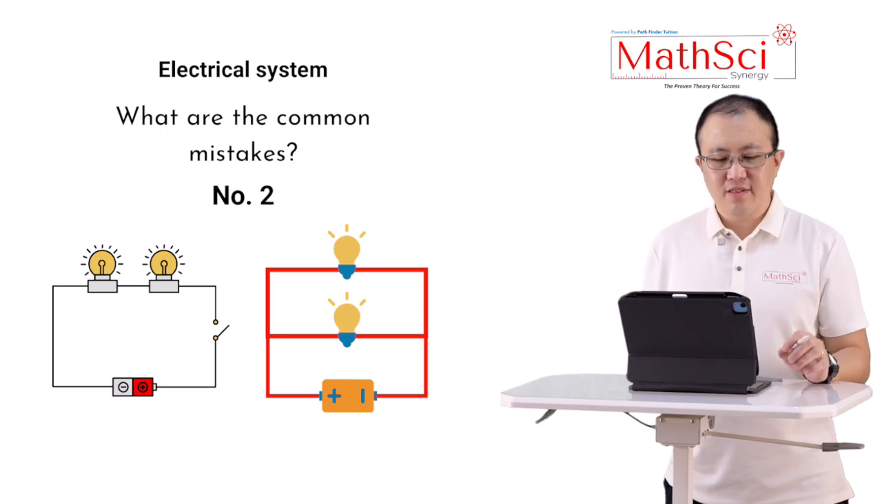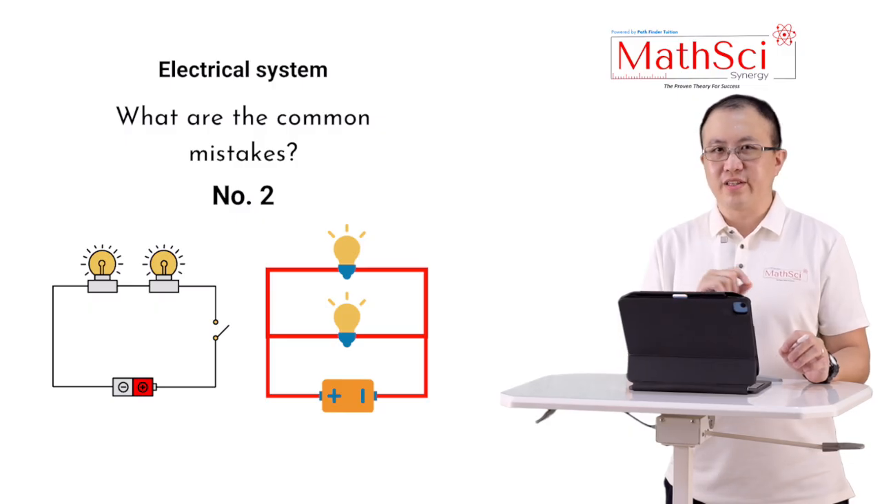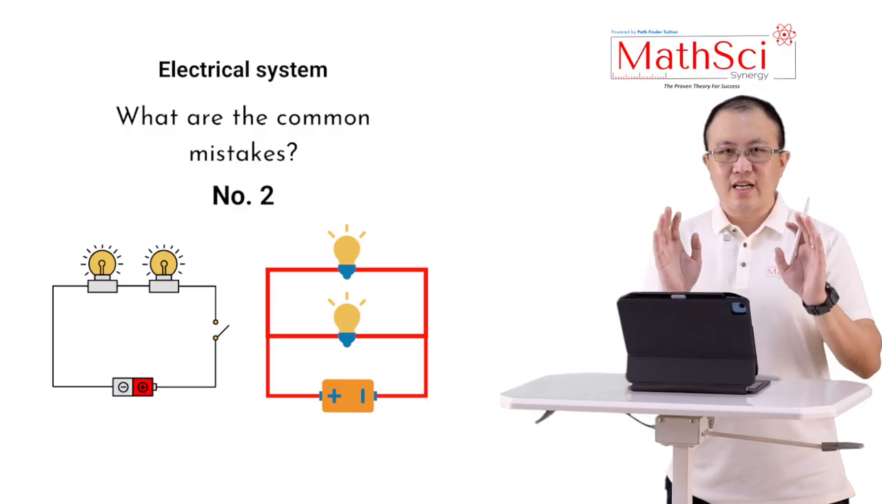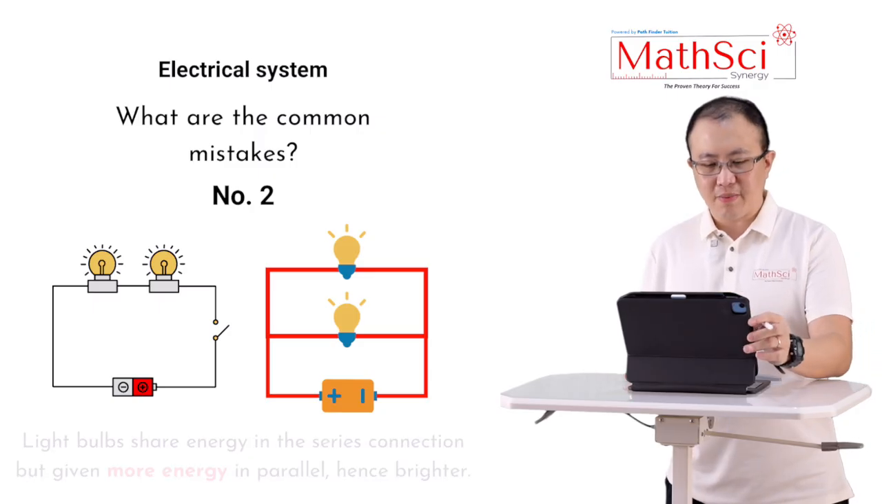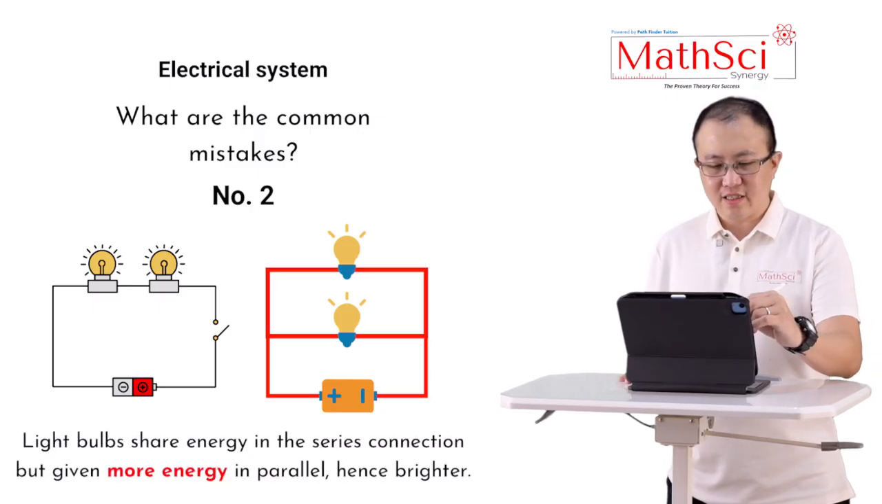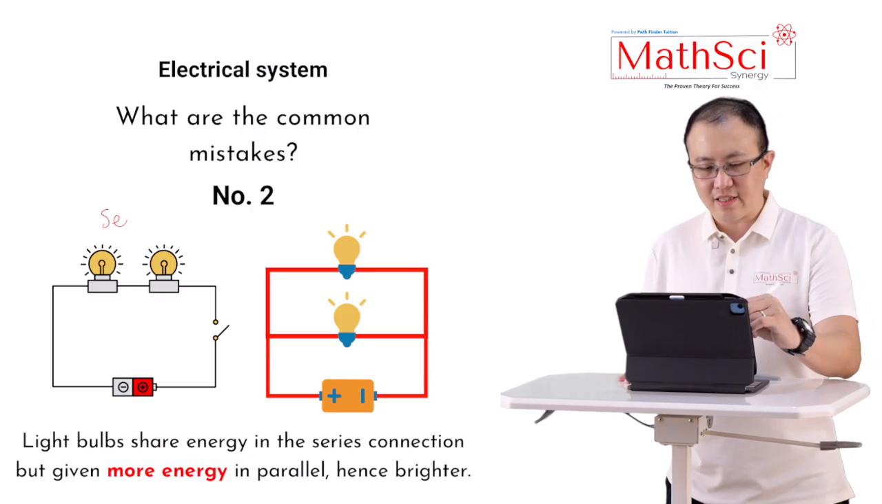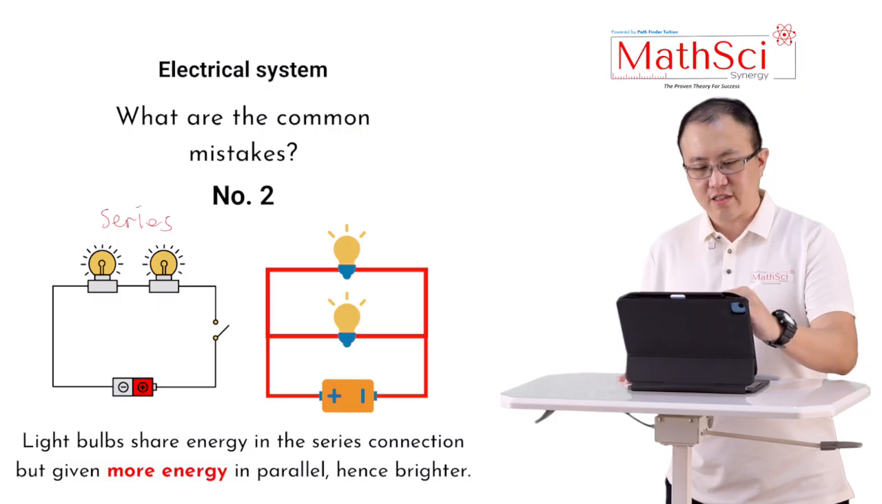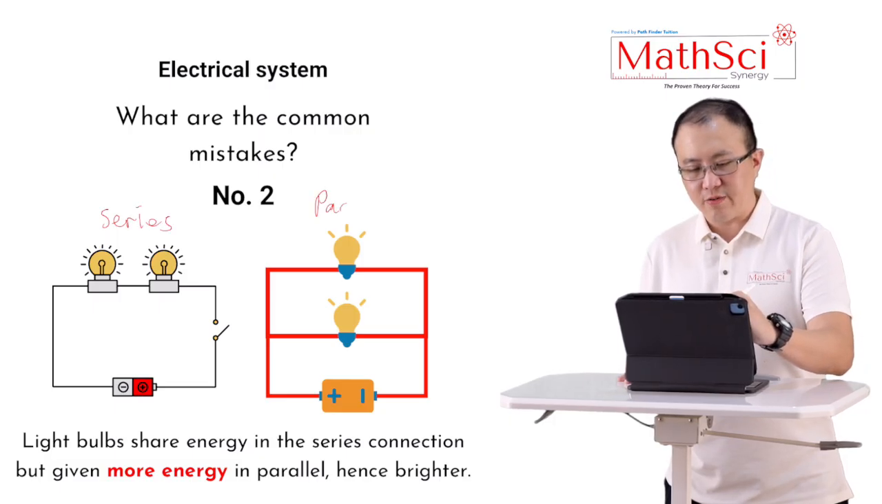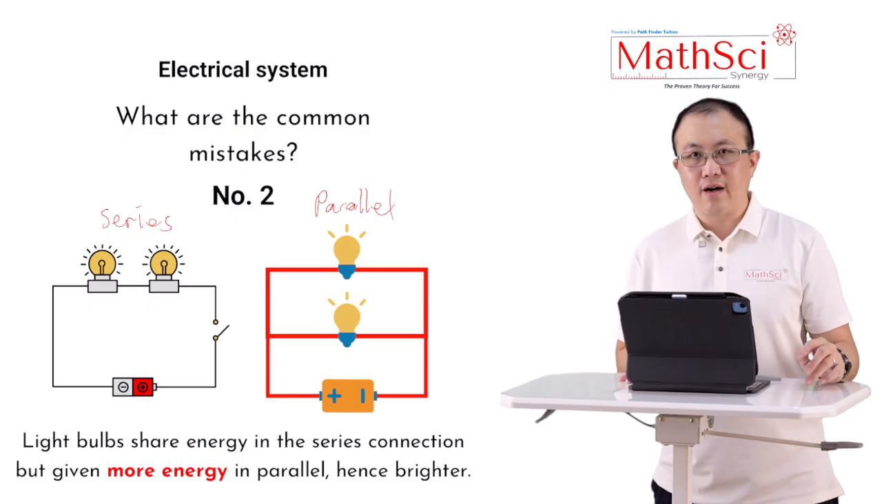Common mistake number 2 is that you might have thought there is no difference in the brightness of the light bulbs no matter how you arrange them. There are actually 2 things that we learn in this part. Either the light bulbs can be connected one after another, what we call a series connection, or they have their individual circuits, which we call a parallel connection.